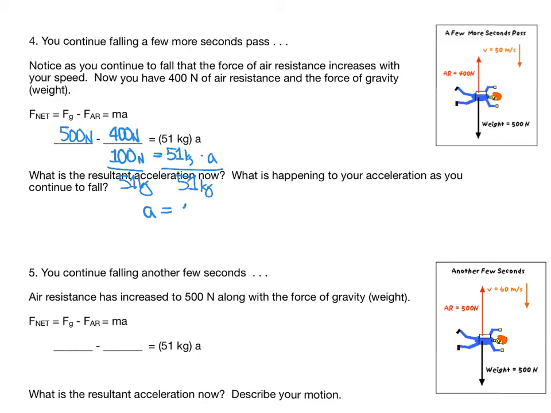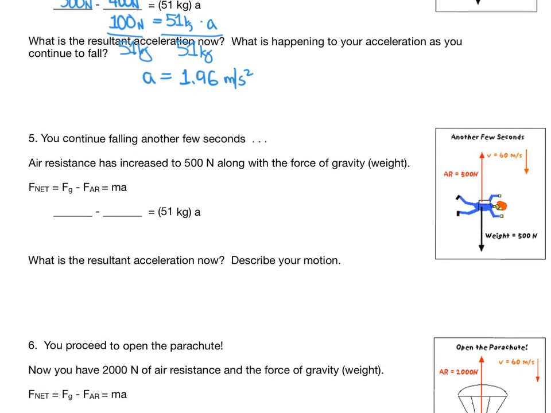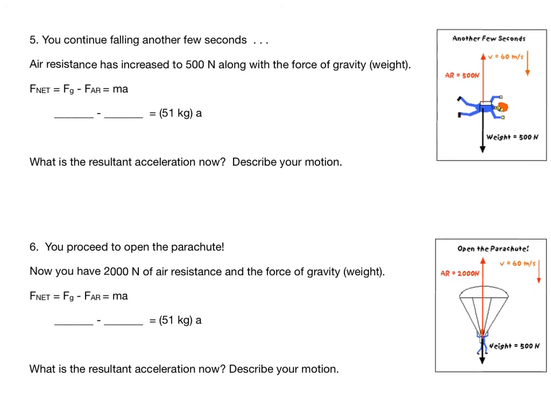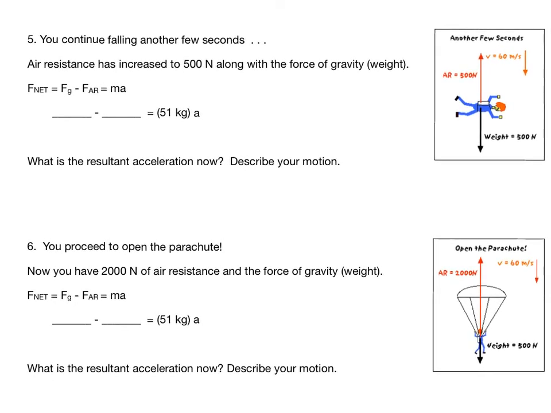So yeah, about 1.96 meters per second squared. So we're still accelerating, but at a much lower rate. Now we keep falling, and as you guys have seen, we keep falling here. Eventually, air resistance is going to max out to equal the force of gravity, or your weight. So here we had 500 newtons of weight or gravity, and now air resistance has reached that max and has balanced out the force of gravity.